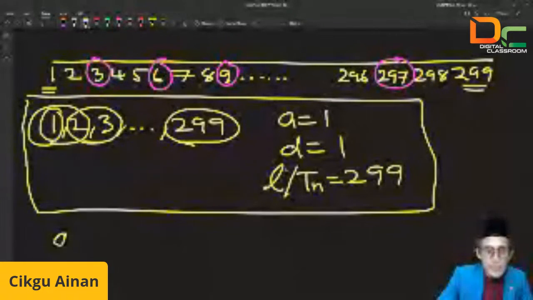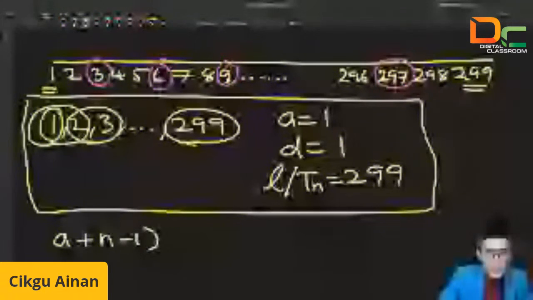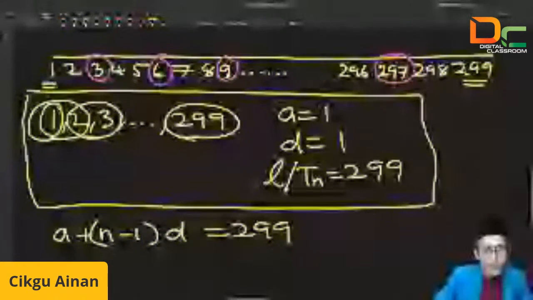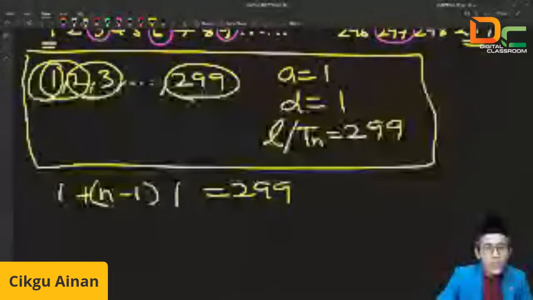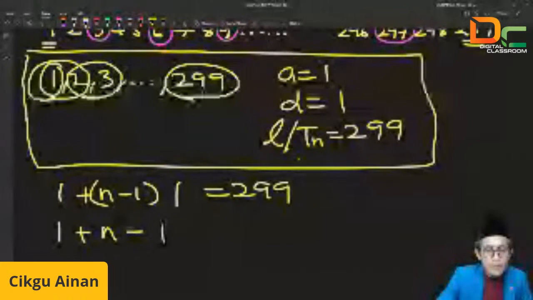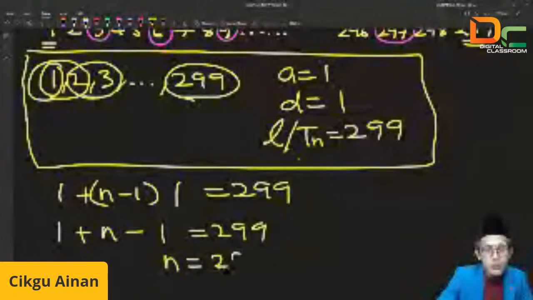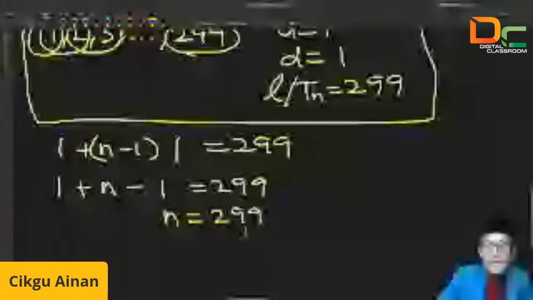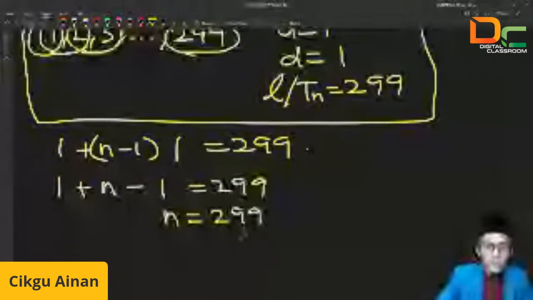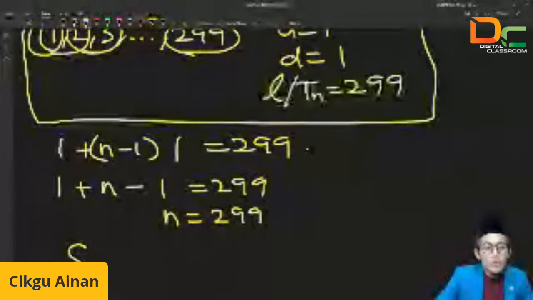So Tn is A plus N minus 1 multiplied by D equals 299. Okay, what is A? A just now we got 1. D also 1. Okay, so 1 plus N minus 1 equals 299. So N is 299. Okay, so we are going to find the sum of the first 299 terms. That's a lot, over 200. So we find the sum right now.